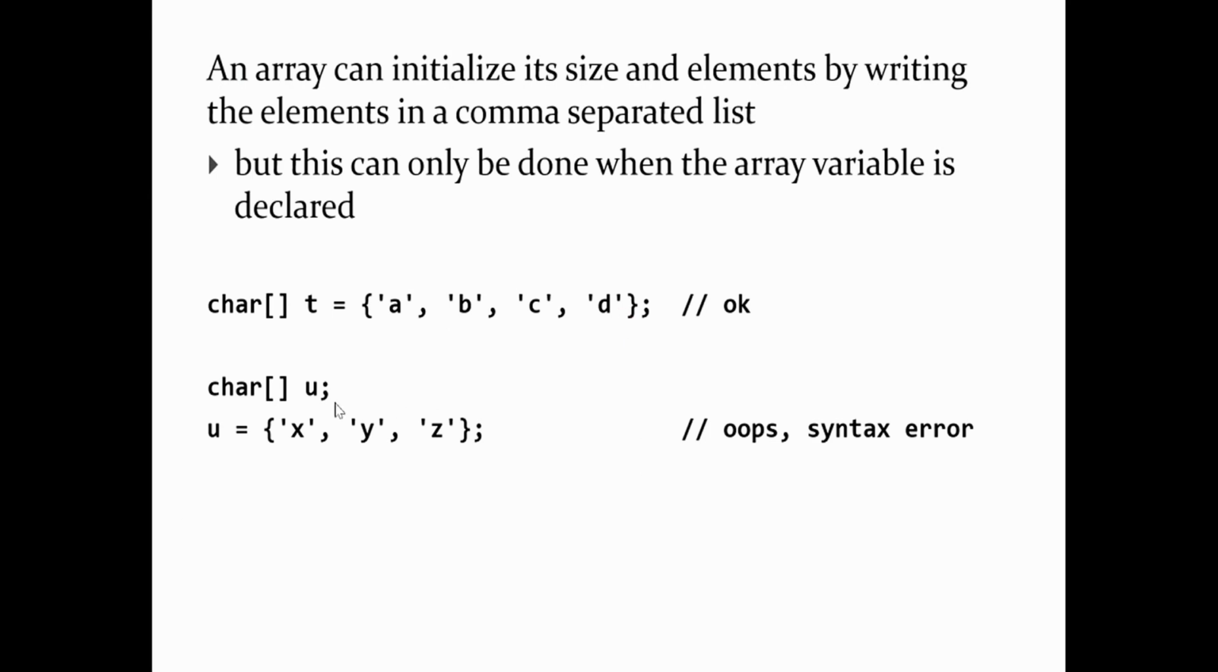If you try to write the following, char square bracket u, that makes a variable called u that can refer to an array. But if on the next line you write u equals braces something, that gives you an error. The compiler will complain and say that you can't use an initialization list for assignment.